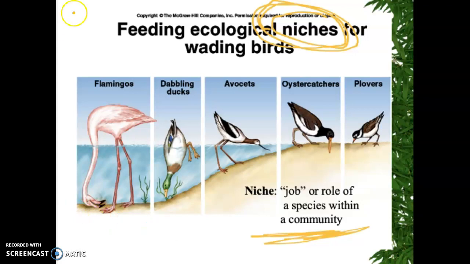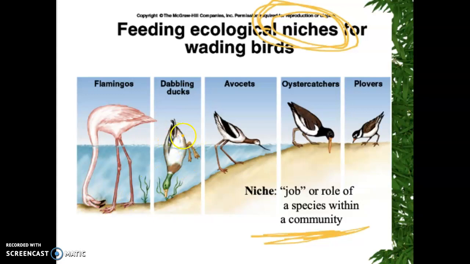So you look at these shorebirds. You got flamingos, ducks, avocets, oyster catchers, plovers. They all live in the same community. They're all feeding in the same 200-yard stretch of the shoreline. But if you notice, each of them has their own little spot. Flamingos have evolved to feeding in the deeper water. That's why they have these big long legs and these long necks, and they can scrape the bottom of this mud and sift out little invertebrates.